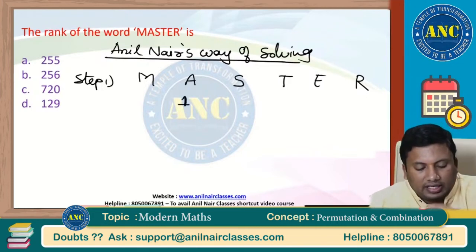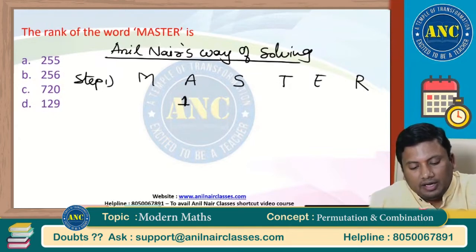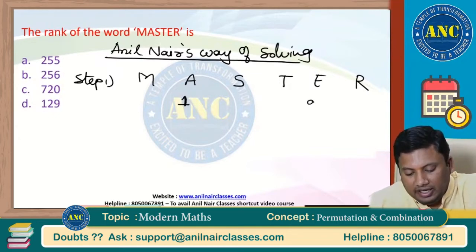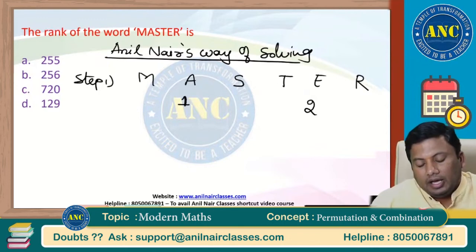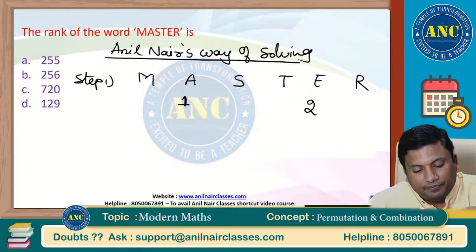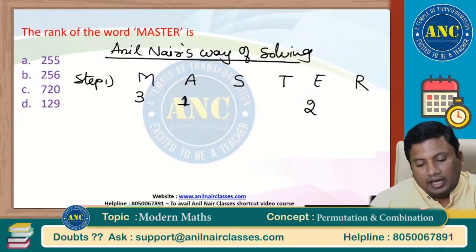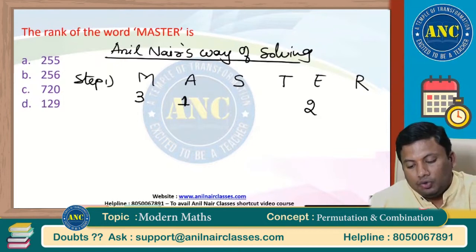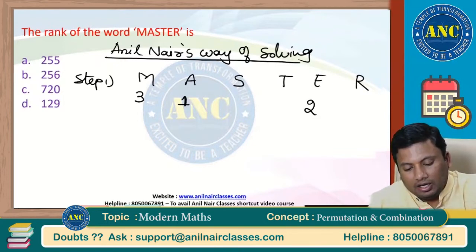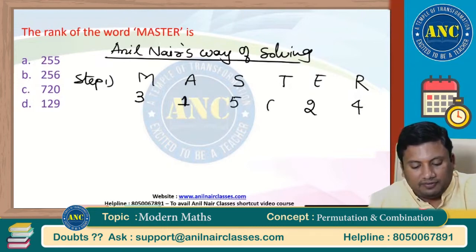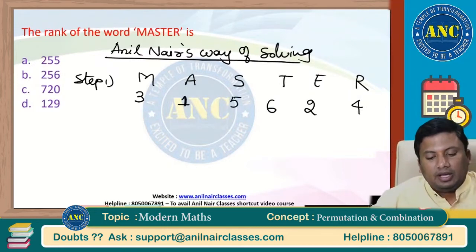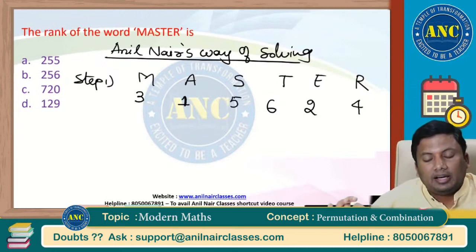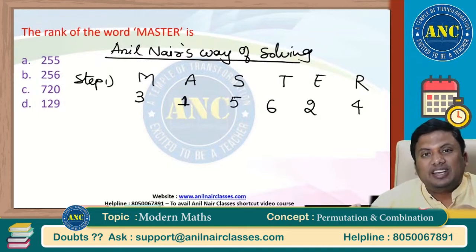A is the first letter, 1. In this order, first A will come, A, B, C, D, E. Second E will come, A, B, C, D, E, F, G, H, I, J, K, L, M. This 3 will come, M, N, O, P, Q, R, S, T. R, S, T. This is the 4th letter. R, S, T. This is the 5th letter. This is the 6th letter. Right? Give an alphabetical order. A is the first letter, 1. Next one, A, B, C, D, E.